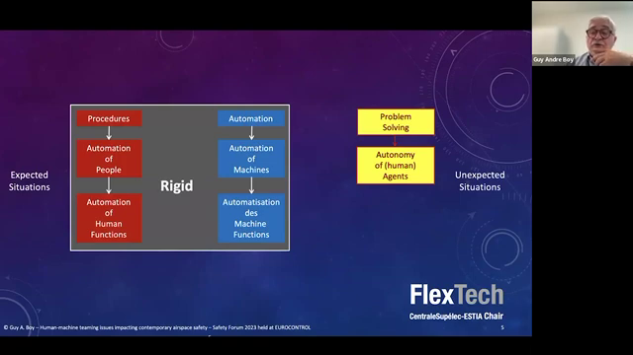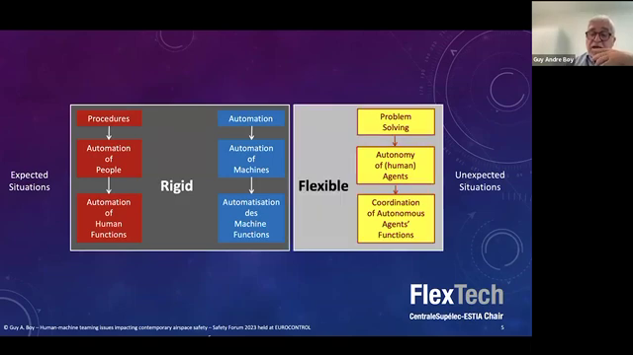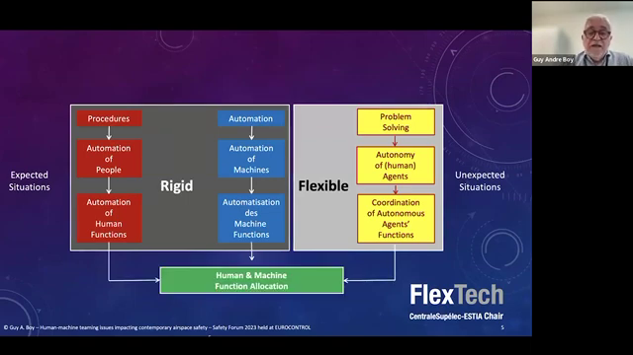And for that, you need autonomous agents. And then once you have these autonomous agents, you need to coordinate these agents. And here, you need to be in a flexible environment. You need to have flexibility to solve problems, and competence as well. This is where autonomy is entering into the picture. So in fact, all this leads to what we call human and machine function allocation. We need to define functions for the procedures, for the automation, and for problem solving.